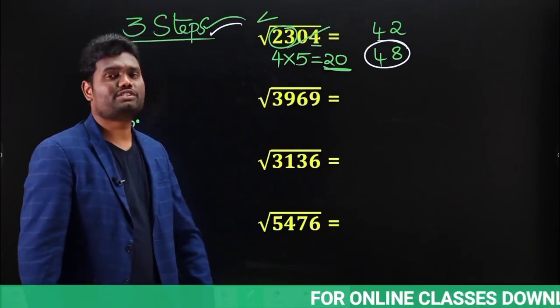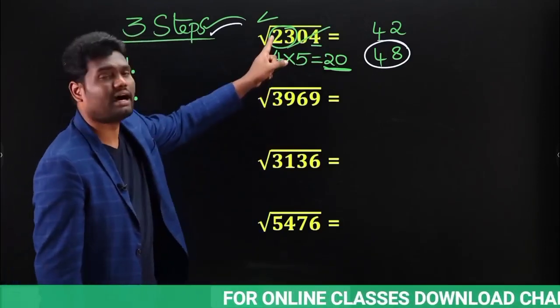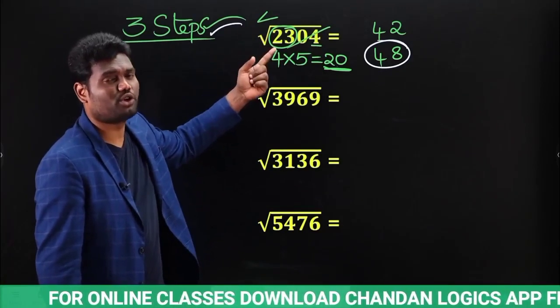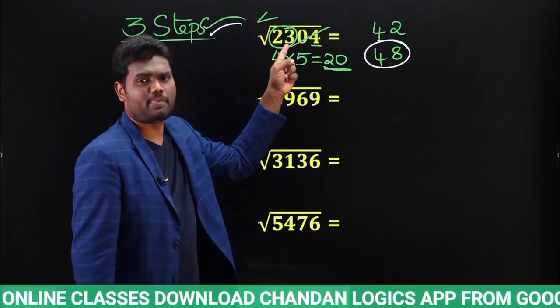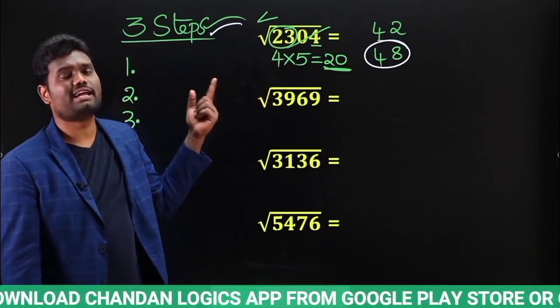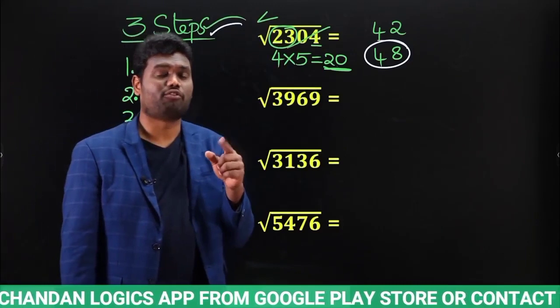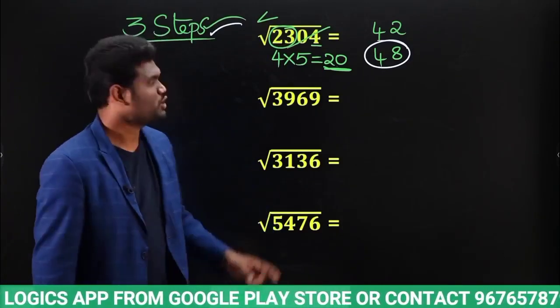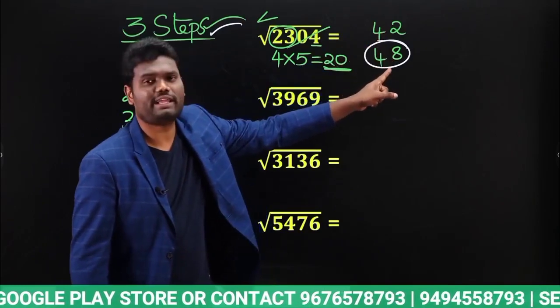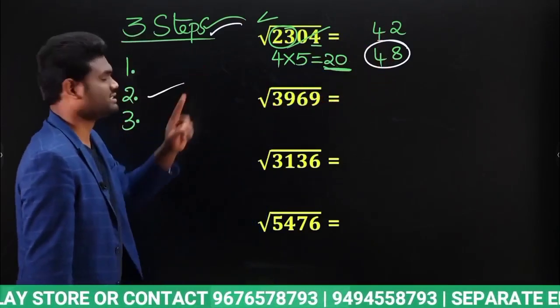Next step, you need to check the perfect square close to the remaining number, and that perfect square should be less than the number. For this 23, the perfect square close to 23 and less than 23 is nothing but 4 square, which is 16. So write down that 4, which means 42 or 48 should be our answer. That is our second step.